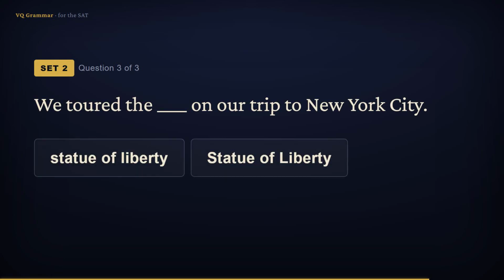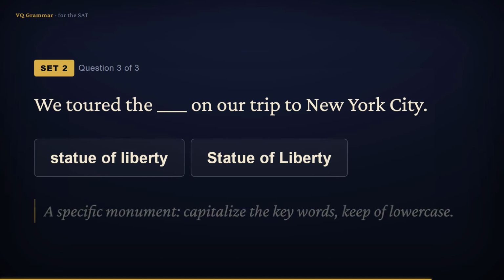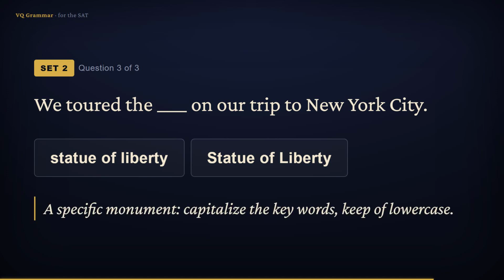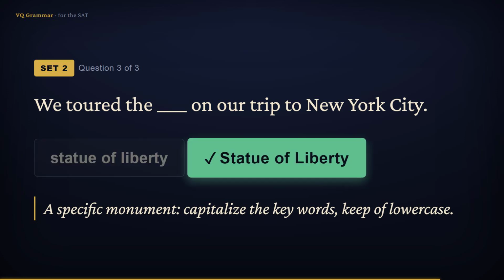We toured the blank on our trip to New York City. This is the name of one specific monument, so we capitalize the important words, but we keep that little of lowercase. So the answer is Statue of Liberty.